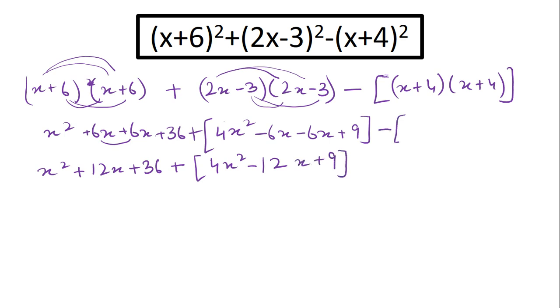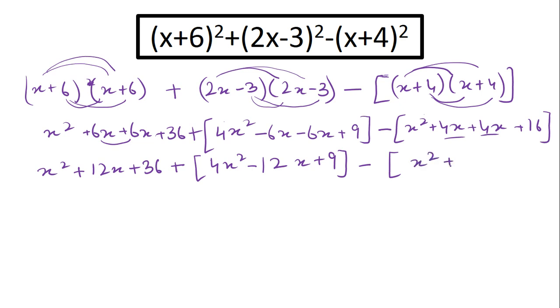Now there's a minus sign, and inside now I'm going to solve this one. x times x is x squared. x times 4 is 4x. Another 4 times x, which is 4x. Another 4 times 4, which is 16. And then I have a minus sign here. x squared, now these both are like terms, so x squared plus 8x plus 16. Now is the time that I open up everything and I simplify.